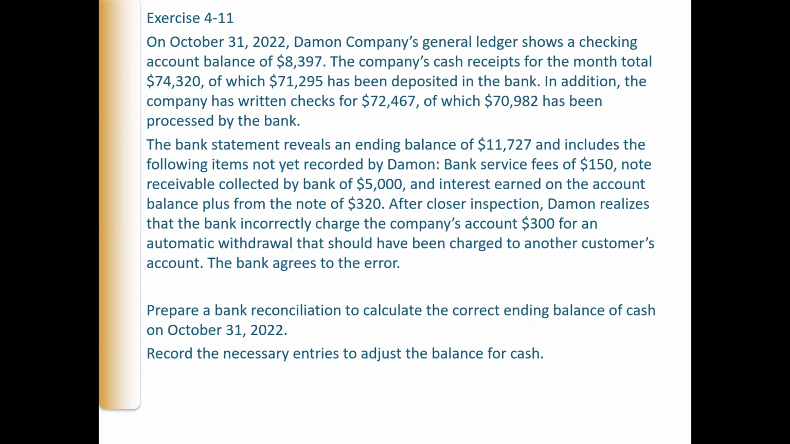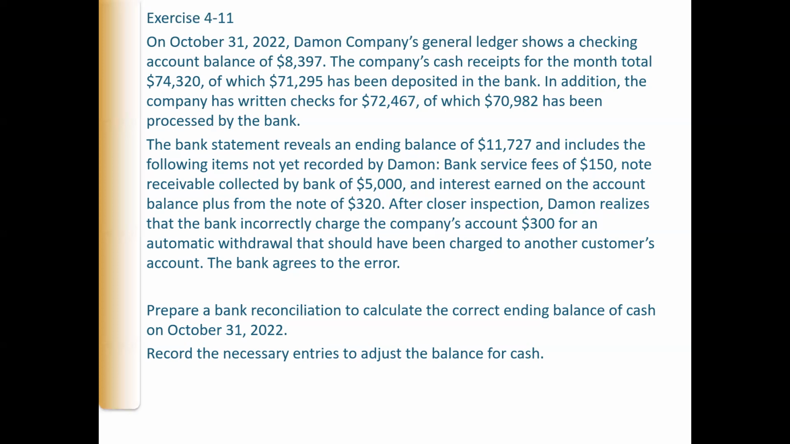What does that mean? The difference hasn't been deposited yet, right? In addition, the company has written checks for $72,467, of which $70,982 has been processed by the bank. What does that mean? The difference hasn't been processed by the bank yet, so they're outstanding. So we know what we have to do on deposits outstanding and disbursements outstanding. We're going to show that on the bank side.